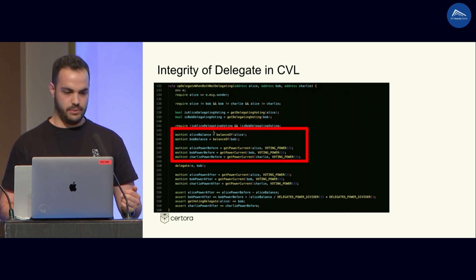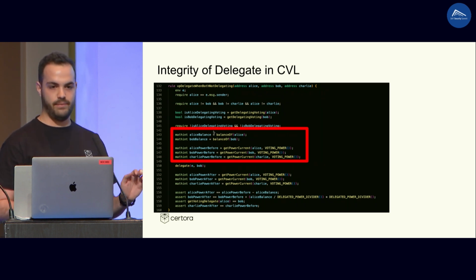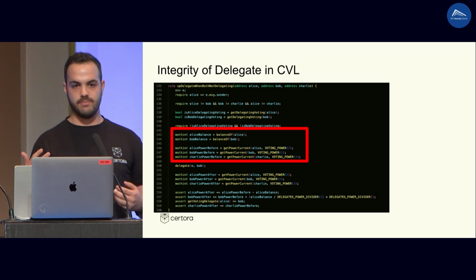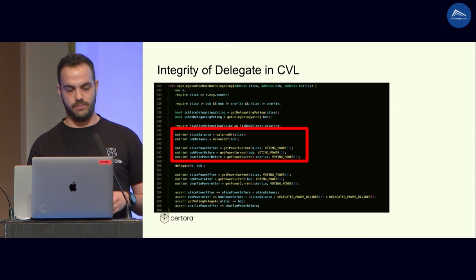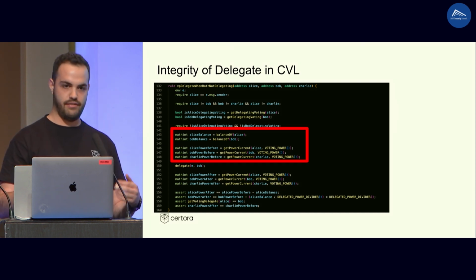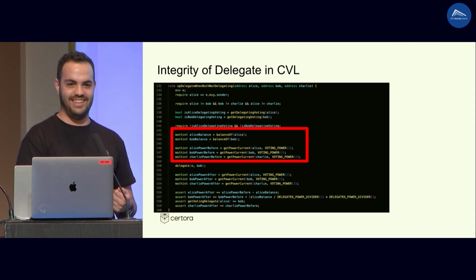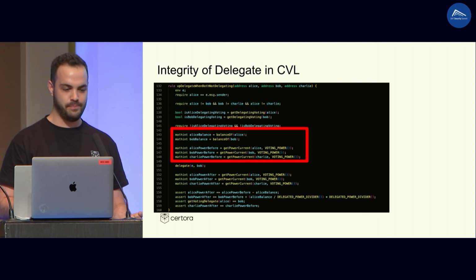Then we just save some data on the side so we can compare it later. We save Alice's balance, Bob's balance, and then we save Alice's voting power, Bob's voting power, and Charlie's voting power. And later we will have the assertion on it, so we need to save the data before, so we can compare it later.